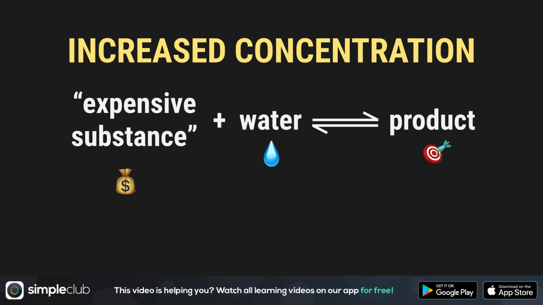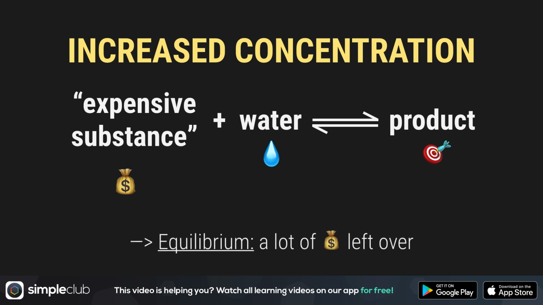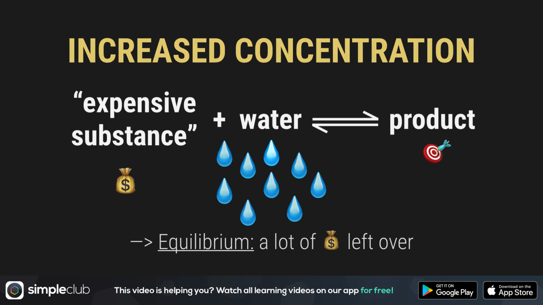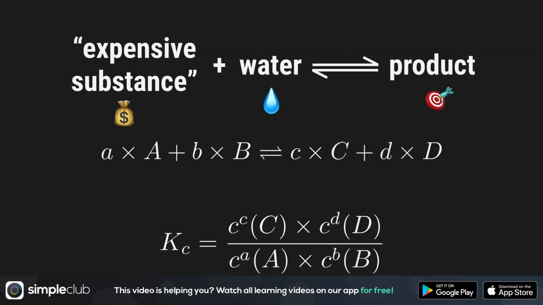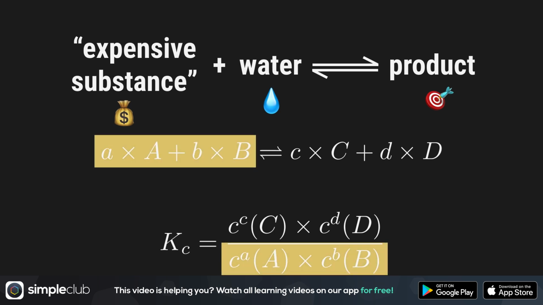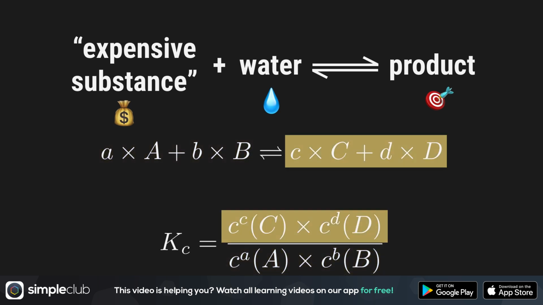Some of our product is formed, but due to the reverse reaction, a good bit of water, unfortunately, not much of the expensive substance reacted. That sucks, you paid a lot for it. But there's a solution. Does the law of mass action and the equilibrium constant still tell you something? In the law of mass action, the reactants are below in the denominator and the products above in the numerator.